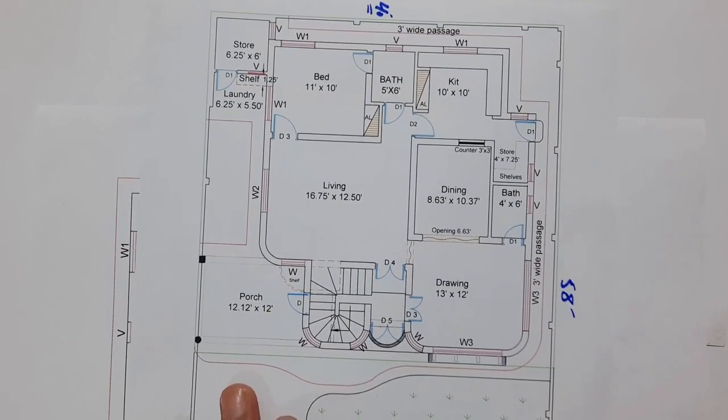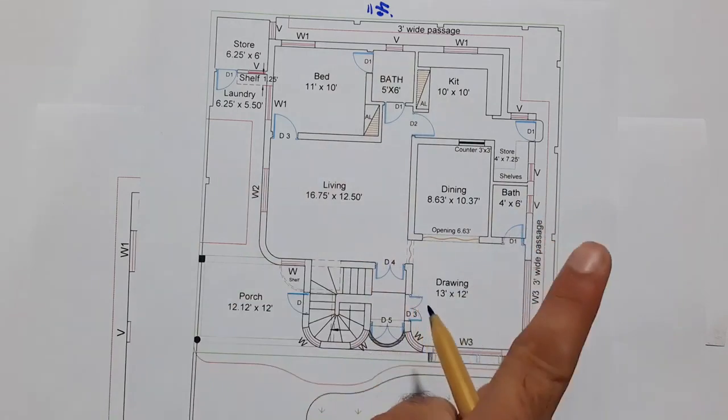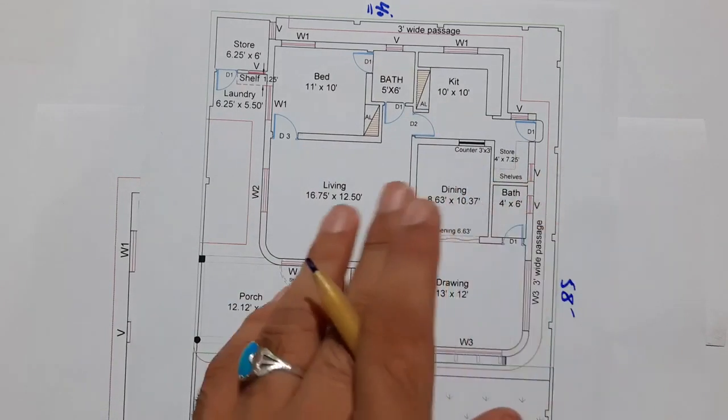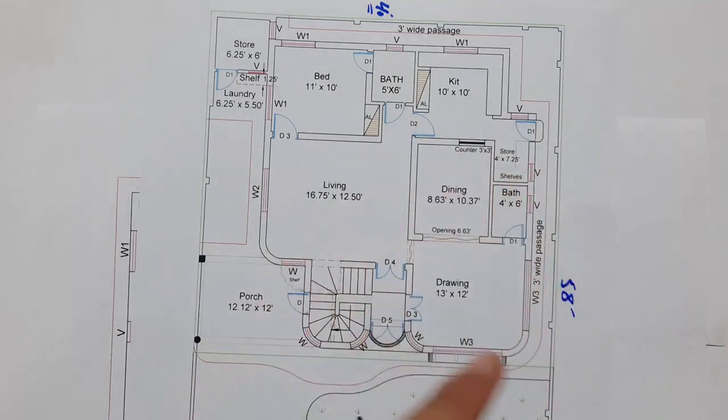Next guys, in this house on the ground floor we have one bedroom, drawing room, dining, kitchen, living room. On the first floor we have two bedrooms. I will discuss that also.